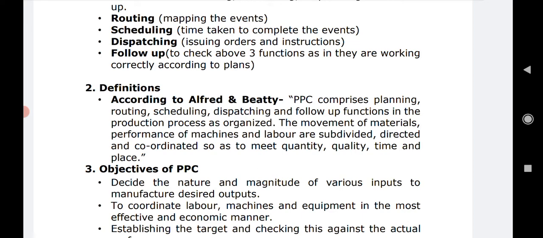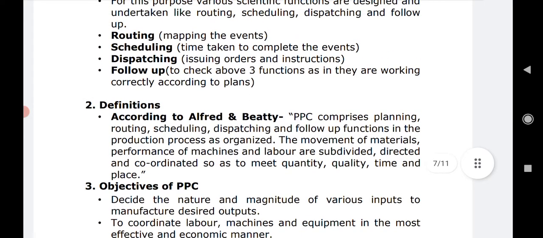Routing is mapping the events. Whatever we want to take up for production, those things are being mapped properly, and that is what is said to be routing, and we create the path through routing. Scheduling is again with the time taken to complete each job. Dispatching means to give. So here dispatching is related to the orders and instructions, maybe about the raw materials, maybe about the method or whatever instructions are required to complete a job.